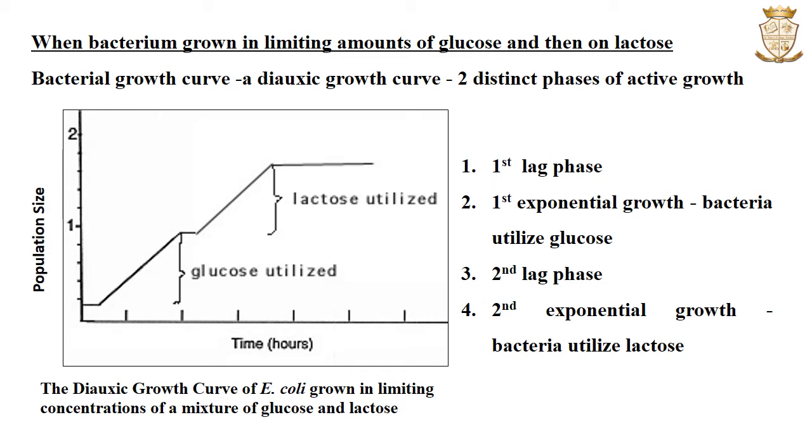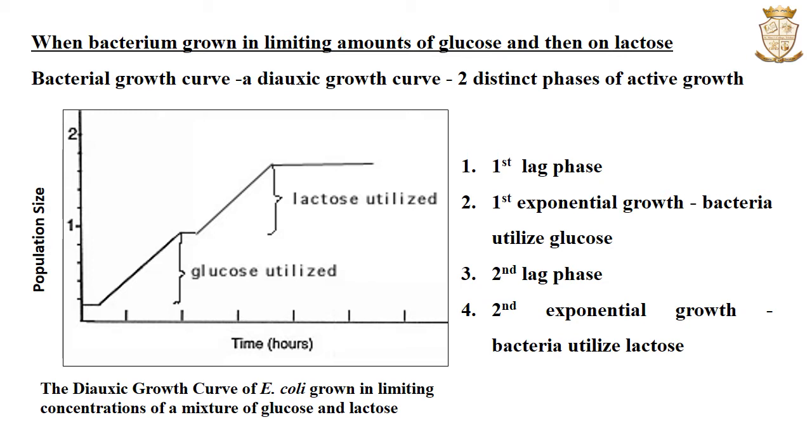So in this image we can see that there are two lag phases and two log phases. During the first lag phase, the bacterium is getting adapted to the new cultural conditions, and during the logarithmic phase, the bacteria will be growing by utilizing glucose. During the period of glucose utilization, lactose is not utilized at all because the cells are not able to transport and cleave the disaccharide lactose. The simpler form of sugar, that is glucose, is utilized.